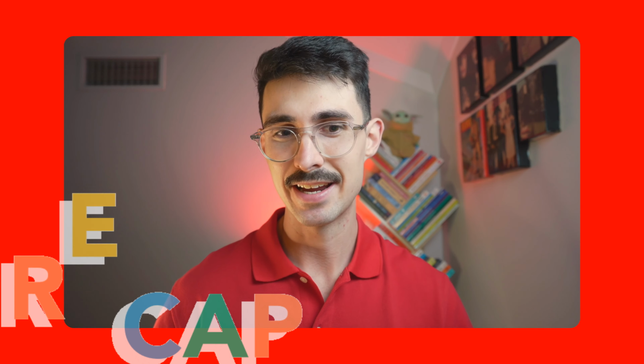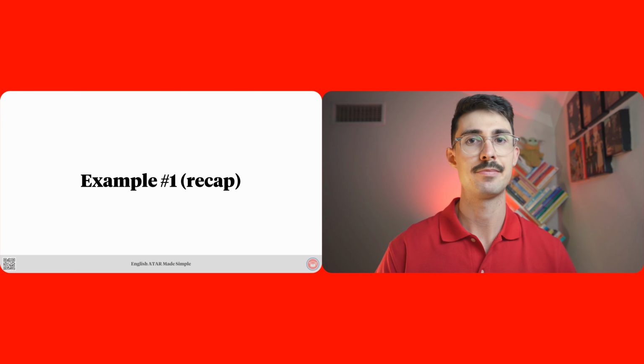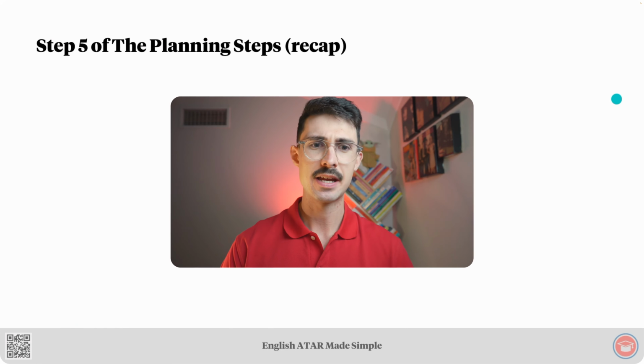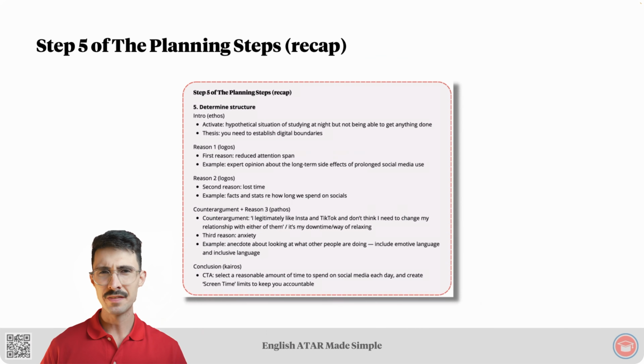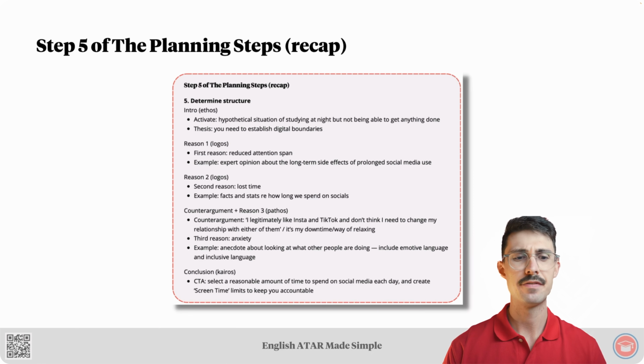Here's another recap, albeit a very brief one, of what we've already established regarding example number 1. Our question: I don't think you quite understand the ramifications of this decision. Incorporate this statement into a persuasive text for a resistant audience. Quick recap of step 5 of the planning steps. We've done this recap already, but this time we're recapping this step with a different focus. Pause the video now and have a read of everything except the part that relates to the conclusion.